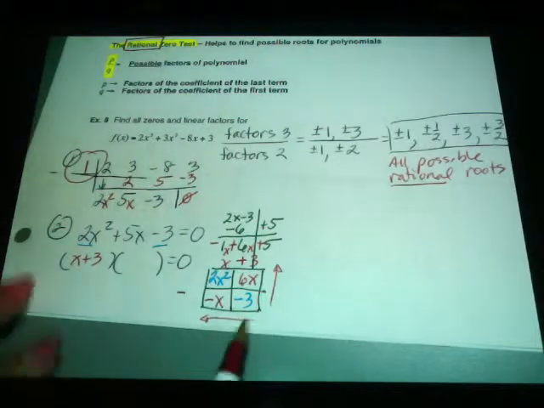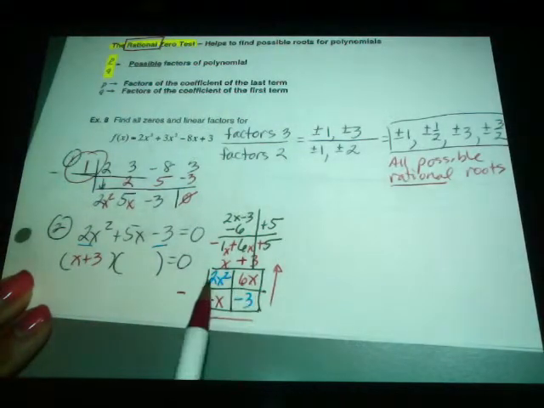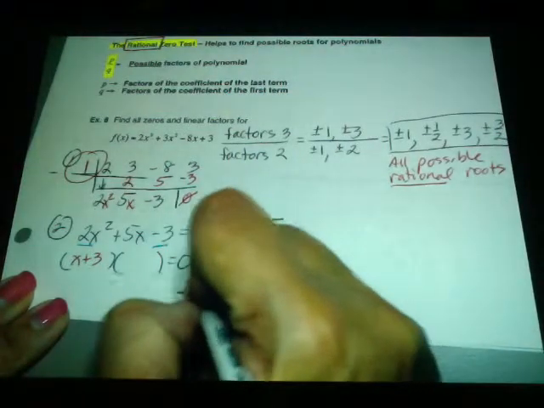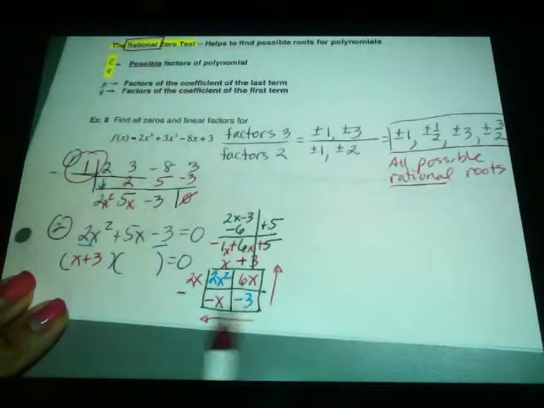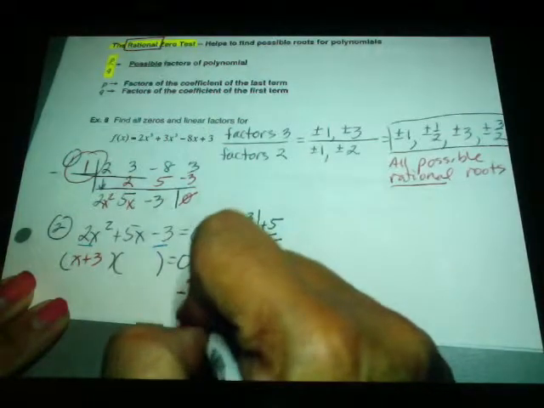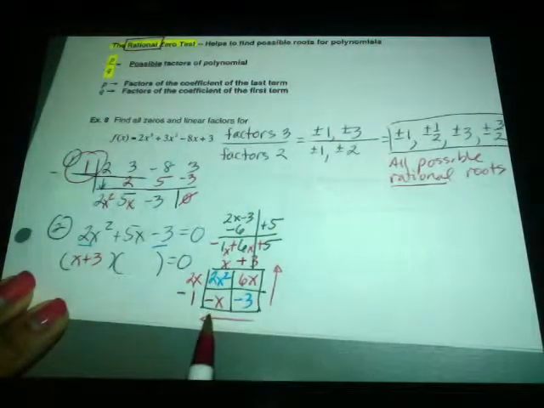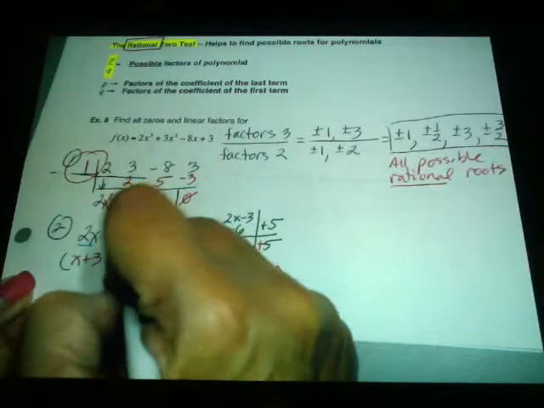Then for my second binomial, I'm going to go to the left. What's my GCF between 2x squared and 6x? 2x. And between x and 3? It's a 1, and it is negative because this box's sign is negative. And so our second binomial is 2x minus 1.